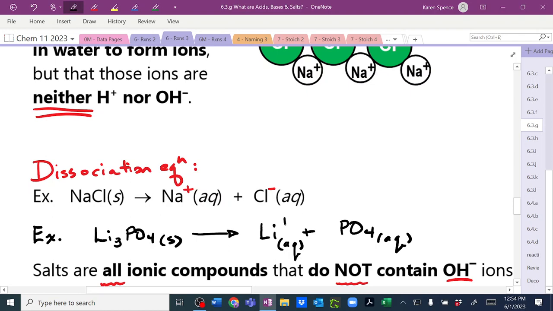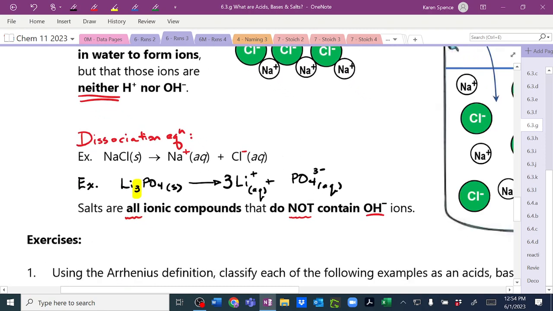So Li is +1. You can look up phosphate on your pink sheet. It is 3-. And have I forgotten anything? Yes, because we have 3 lithiums, we need to produce 3 lithiums. Yes? Okay.